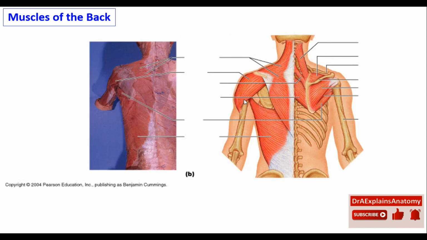Moving posteriorly, this is the trapezius muscle. We can see the deltoid muscle. And this is the latissimus dorsi muscle. Dorsi from dorsum, the back. Right under the other half of the trapezius muscle, we can see the levator scapulae muscle. Levator, it elevates the scapula.